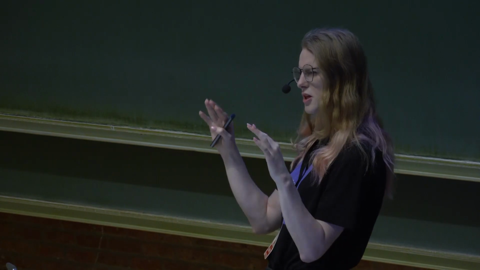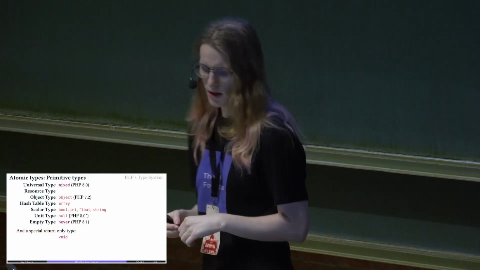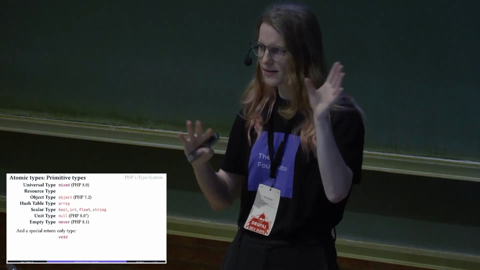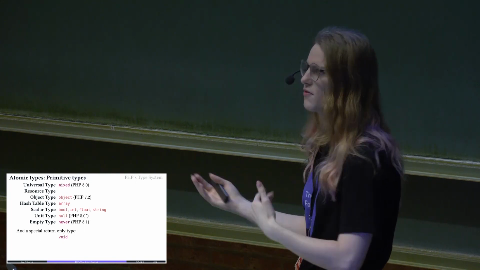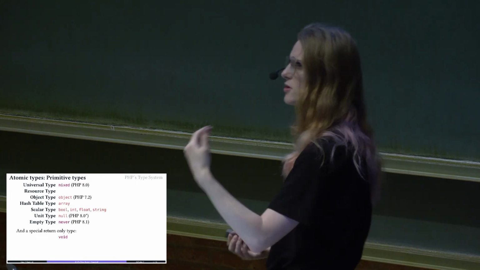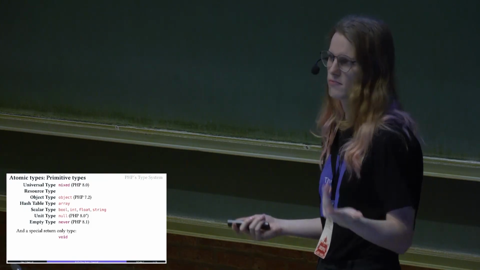And the asterisk is because you can use it as part of union types that we'll see a bit later, but only standalone since 8.2. And then we have this weird, fancy empty type, which is never, that can only be used as a return type, which tells you that the function never returns. So it always throws an exception, or it calls the exit function, or it is an infinite loop and doesn't return.